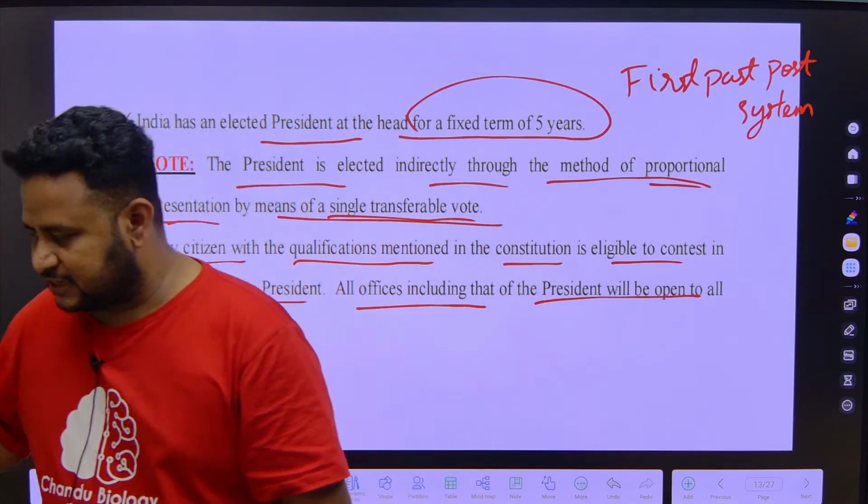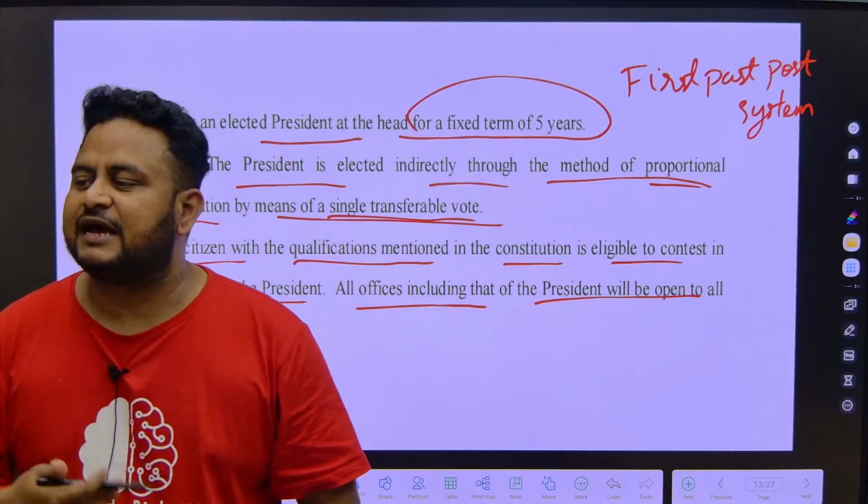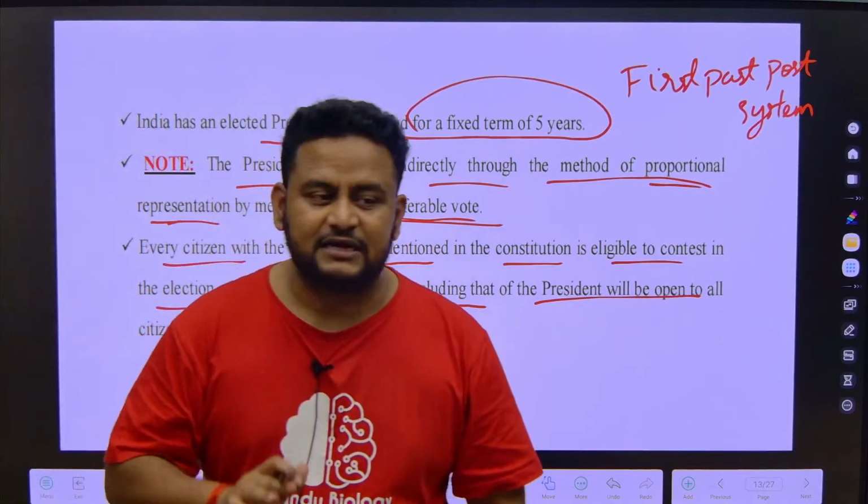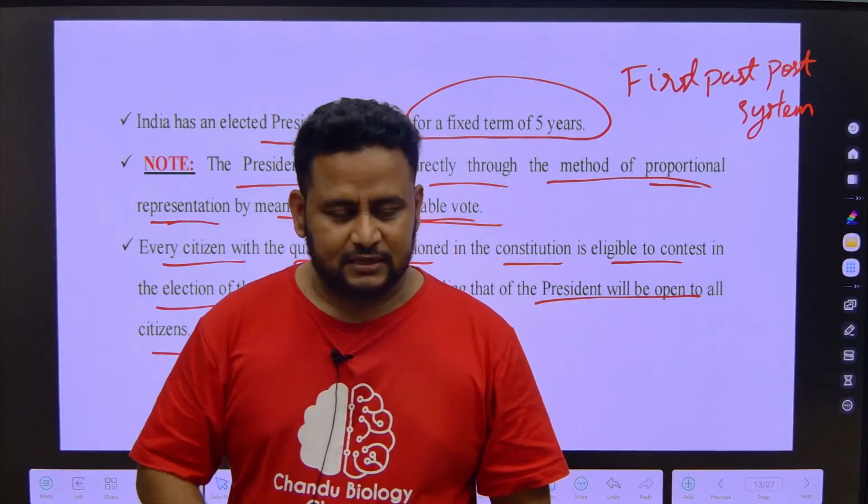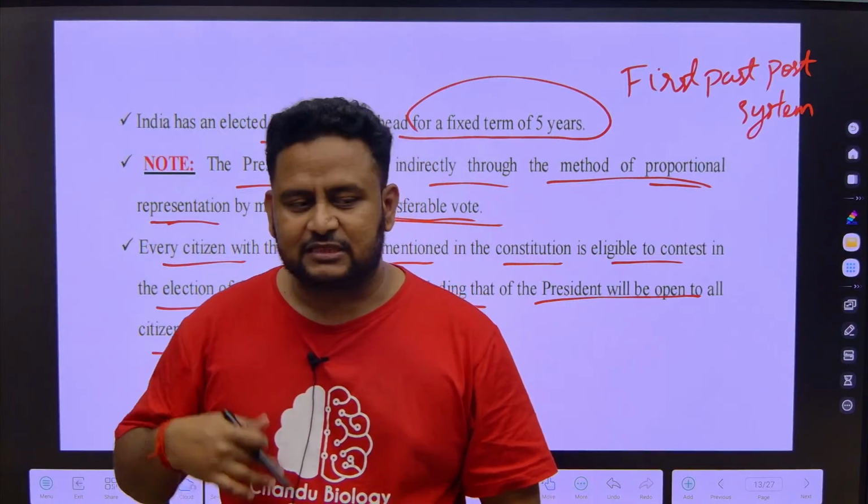Okay, for governor the office is called as what? Raj Bhavan. For president it is called as what? Rashtrapati Bhavan. Okay, it is in Delhi. It is in New Delhi, the Rashtrapati Bhavan.